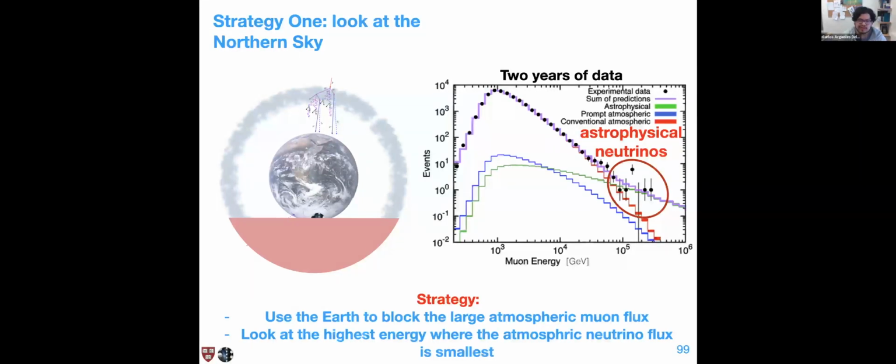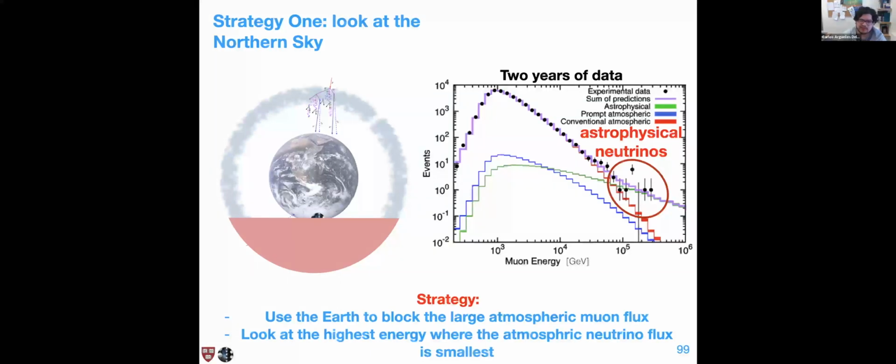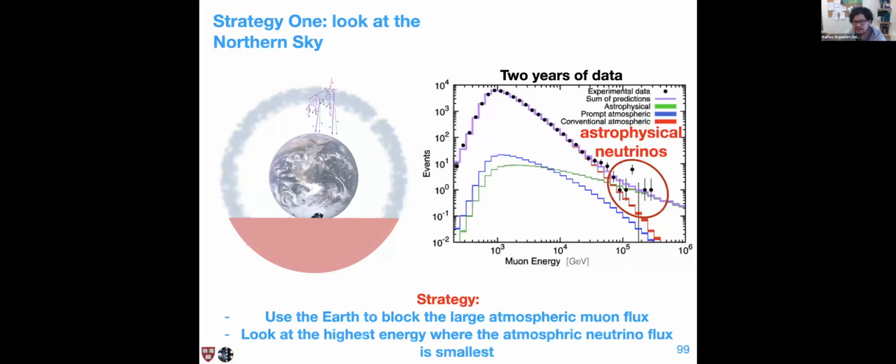And you can do that. And so here is how we saw atmospheric neutrinos in that way. Here is the energy of the muon on the horizontal axis, and the vertical axis is the rate of events. And you can see the data is coming down as a function of energy.